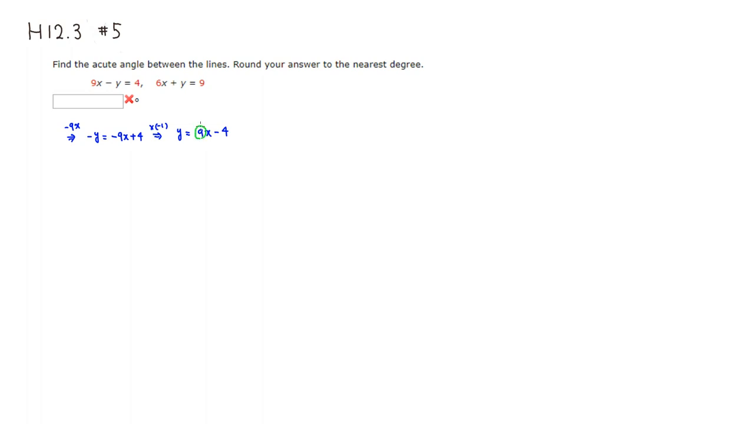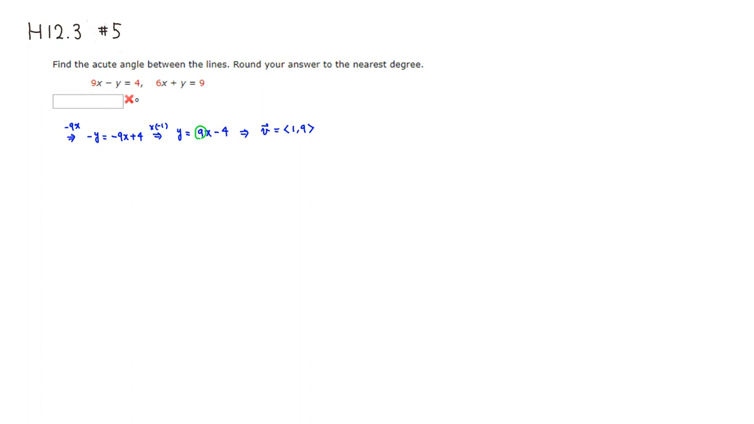We are interested in this slope here. The slope is 9, which means that the rise would be 9 and the run would be 1. So we can set up a direction vector for this line. Direction vector v would be <1, 9>.